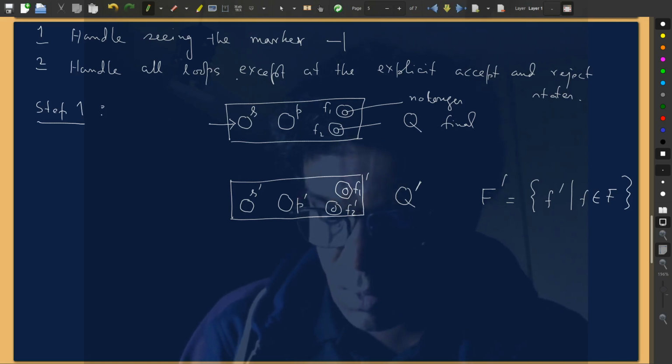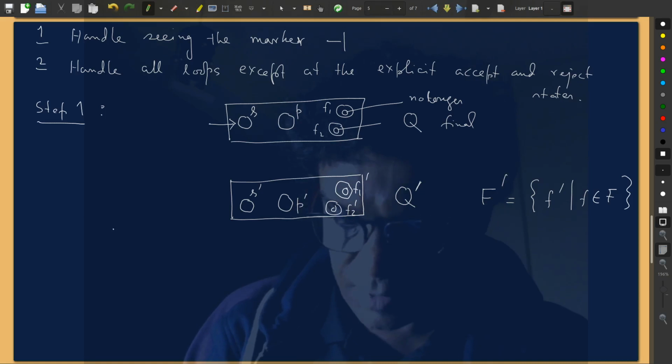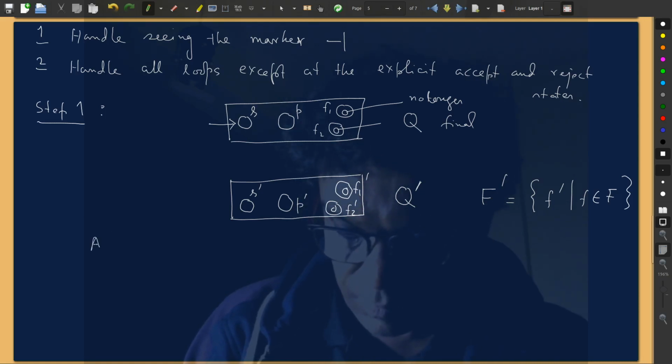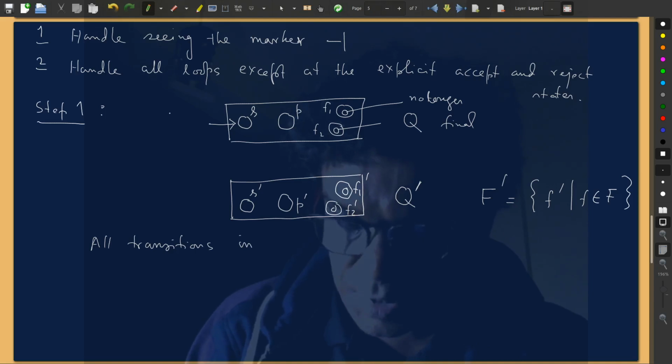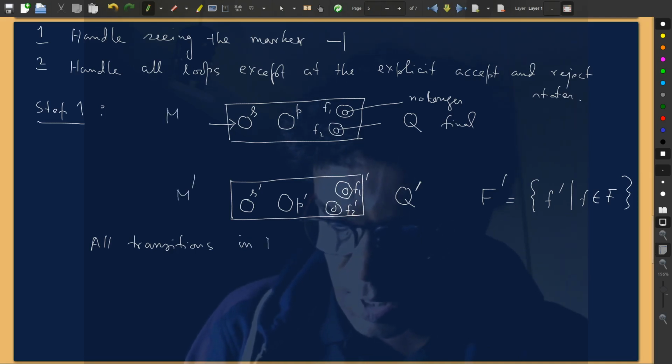Moreover, all the transitions in Q will be valid in Q prime with only one exception. In this machine, if I call it M, then I call the copy M prime. Transitions stay within M and within M prime, except for one case.